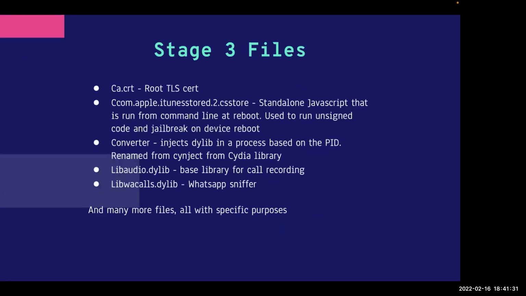So stage 3 files are pretty cool. They come with a root TLS cert, just everything you'd actually expect. But if you look further into them, you'll see things like a base library for call recording, a WhatsApp sniffer, and other things. But a lot of these were actually just stolen from jailbroken app stores and repurposed for their use.